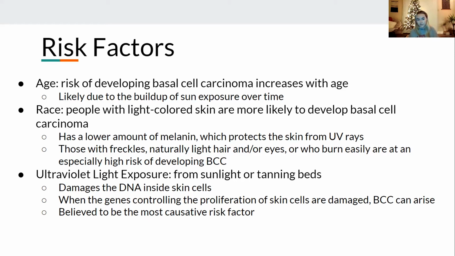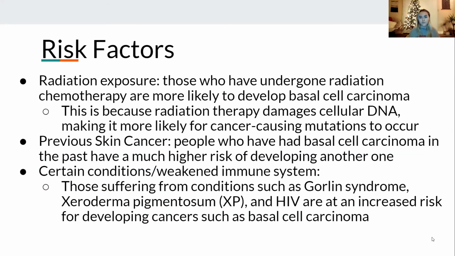Ultraviolet light exposure from sunlight or tanning beds damages the DNA inside skin cells, and when the genes controlling the proliferation of skin cells are damaged, basal cell carcinoma can arise. This is believed to be the most causative risk factor. Those who have undergone radiation chemotherapy are more likely to develop basal cell carcinoma because radiation therapy damages cellular DNA, making it more likely for cancer-causing mutations to occur.